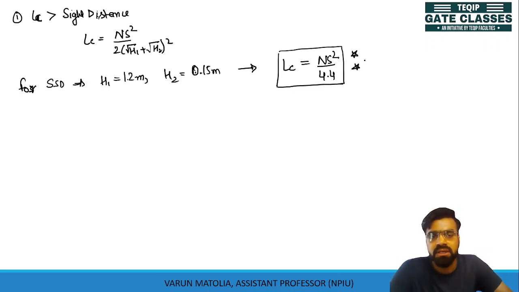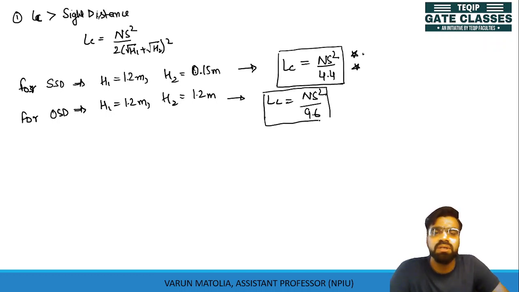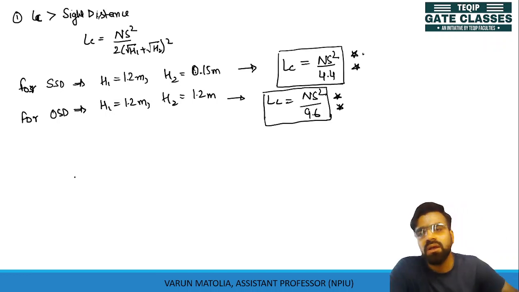This is a very important equation to remember. For OSD, we have h1 as a car and h2 as a car again. So this L value will be simplified as n s square by 9.6. I have just put the values in the above equation and calculated the denominators. This was for length of curve more than your SSD.